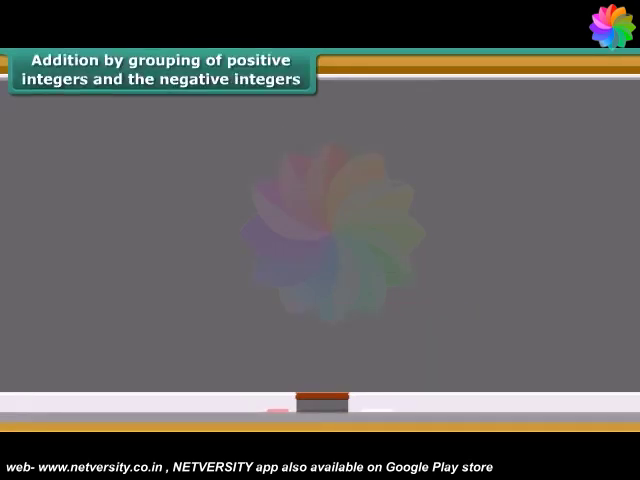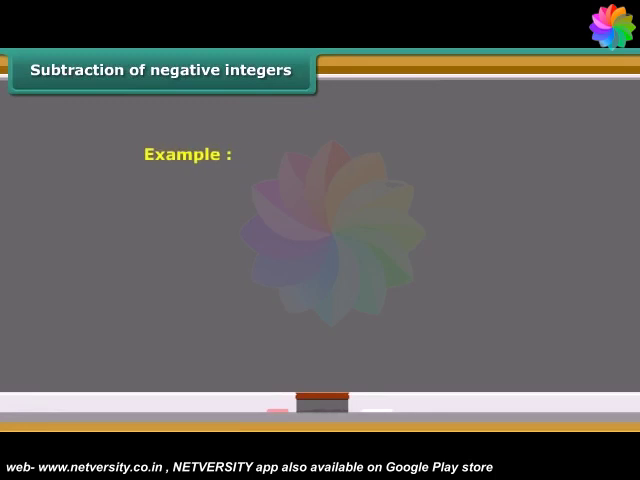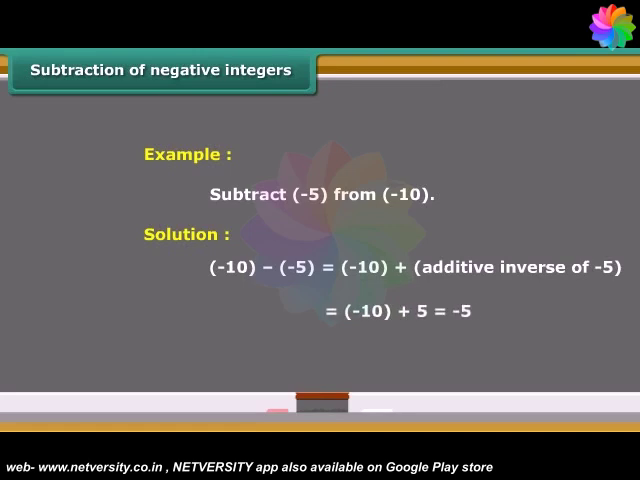For better understanding, we can solve one example. We arrange the numbers so that the positive integers and the negative integers are grouped together. Now let us find the value of -10 minus 5 using a number line. This is the same as -10 plus -5... that is, -10 and +5, as the additive inverse of -5 is 5. First, we move 5 steps to the right on the number line, starting from -10. We reach -5.